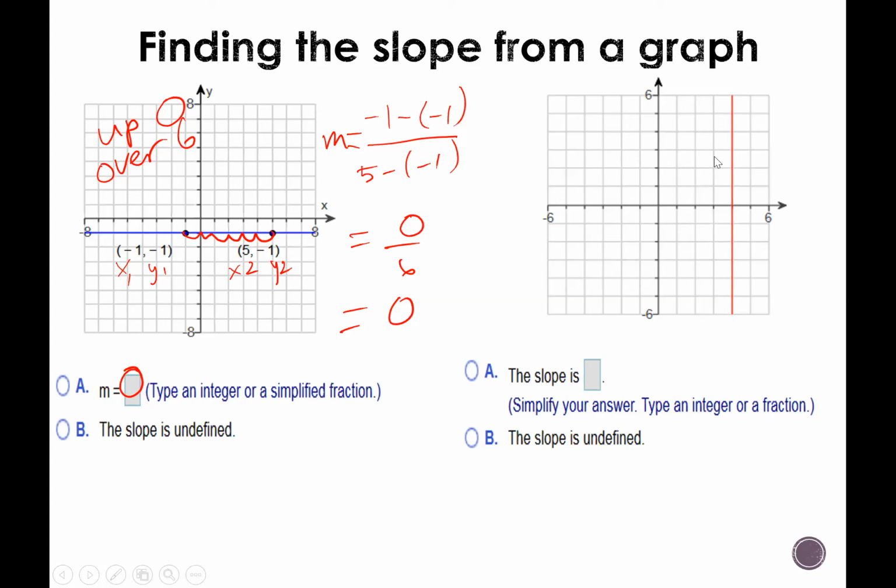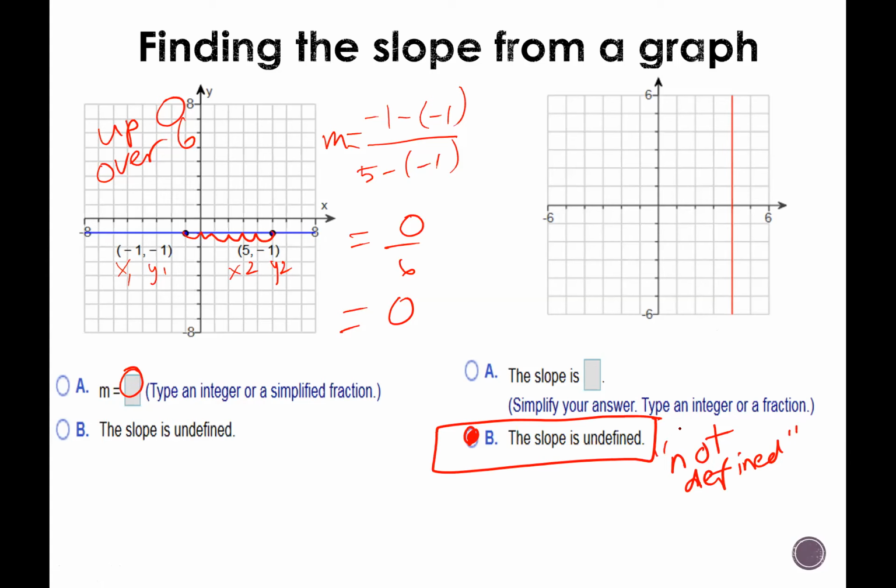Okay, and then our last example in this little set of graphs, we have a vertical line going up and down. This is the one where the slope is undefined. So you get to choose that choice B in this homework example. Sometimes you'll see the phrase not defined. The slope is not defined. Rather than the word undefined, those are the same thing.